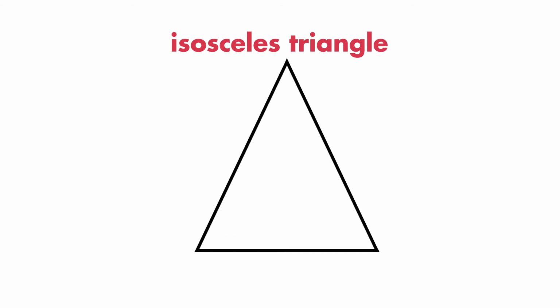Another kind of triangle is an isosceles triangle. Two of its sides are the same length. Two of its angles are also equal. These angles will always be across from the equal sides.